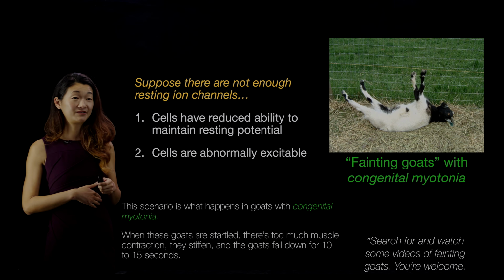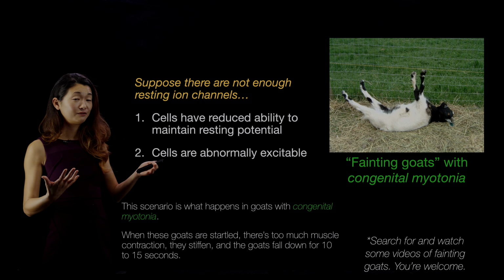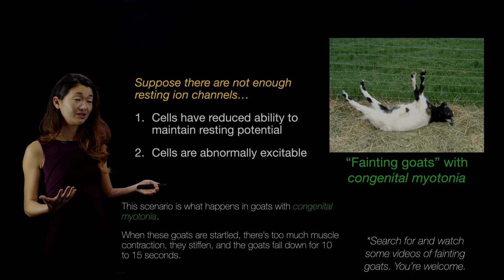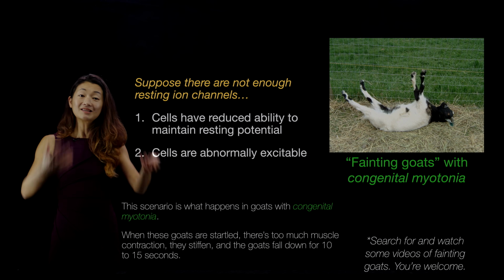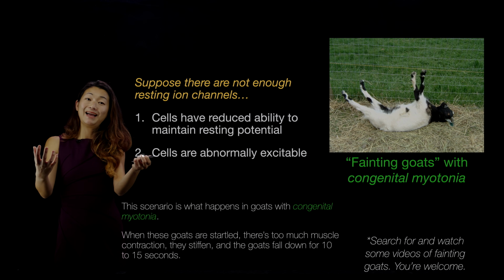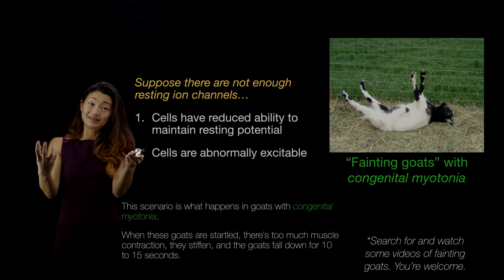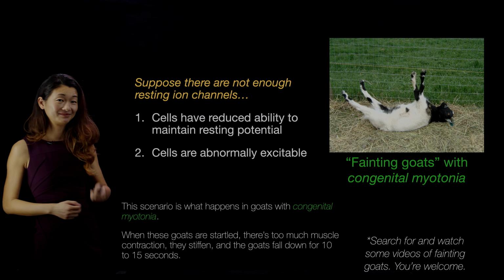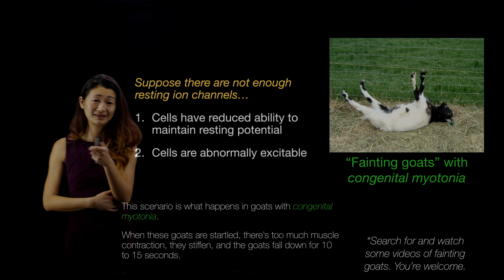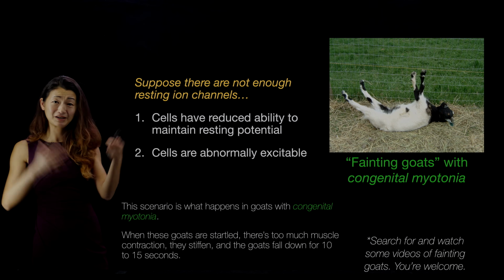And in this type of disease, these goats don't have enough resting ion channels, which means that when they become excited or startled, they tense up their muscles and contract, and they can't relax them. Because they're stuck in this tense state, they totally fall over, like in that picture there. It's actually kind of adorable once you realize that they're only down for 10 or 15 seconds and they get back up as if nothing happened.